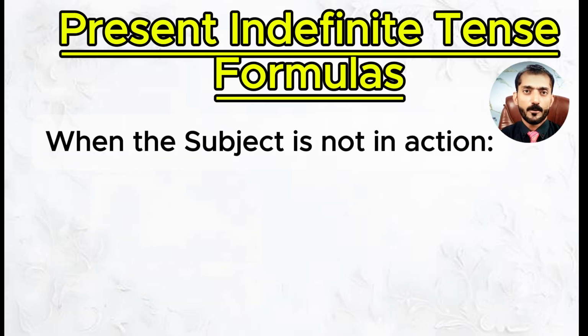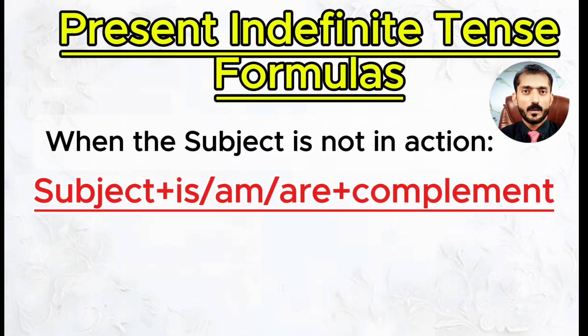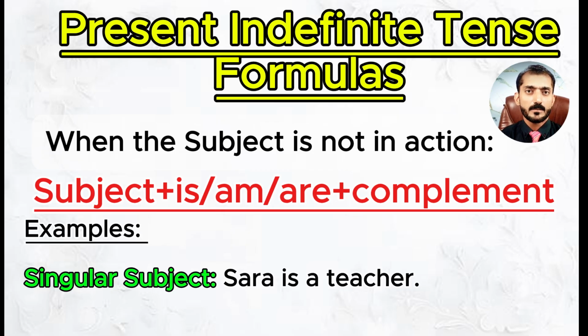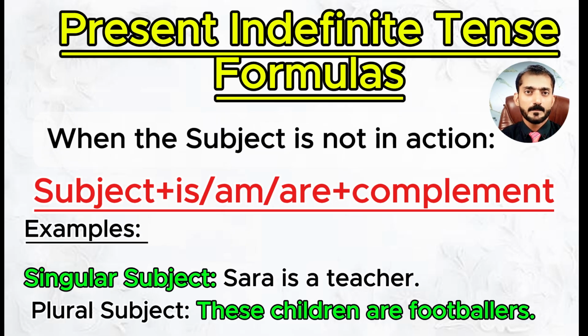And the formula for when the subject is not in action. Place subject, then is, am, or are plus the complement or any other thing that you want to add. For example, singular subject, Sarah is a teacher. So a teacher is a complement here. For plural subject, these children are footballers.